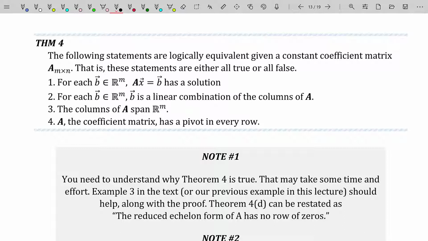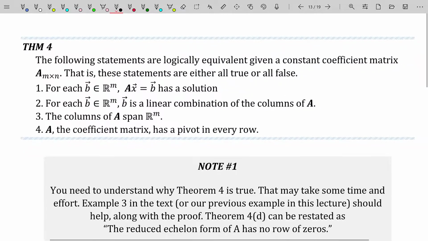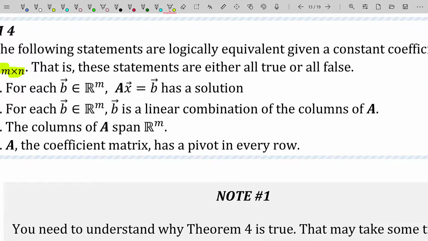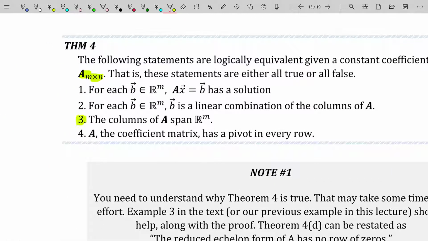This theorem is basically like an equivalence theorem. It's going to say that a bunch of statements are saying the same exact thing. So the following statements are logically equivalent given a constant coefficient matrix, which is an m by n matrix. And then I even clarify it by telling you what I mean by logically equivalent. It means that these statements are either all simultaneously true or they are all simultaneously false. In other words, if statement 3 was false, they are all false. If statement 4 was true, then they are all true.